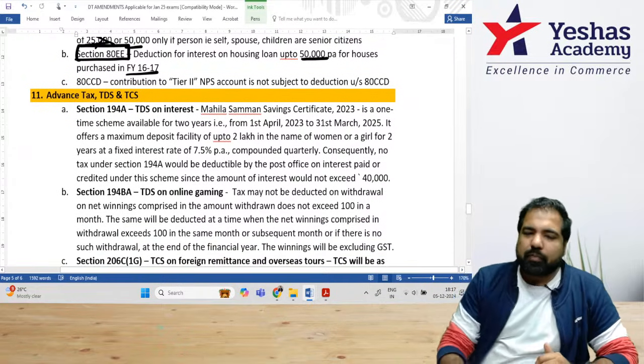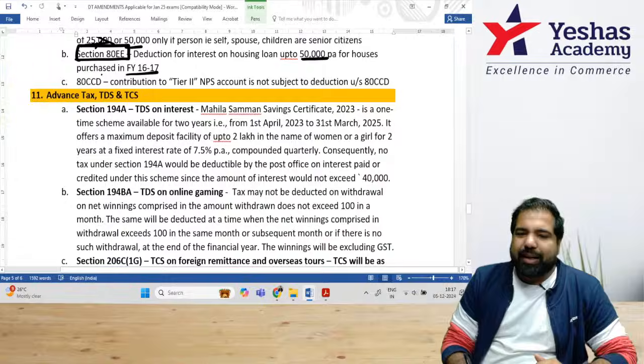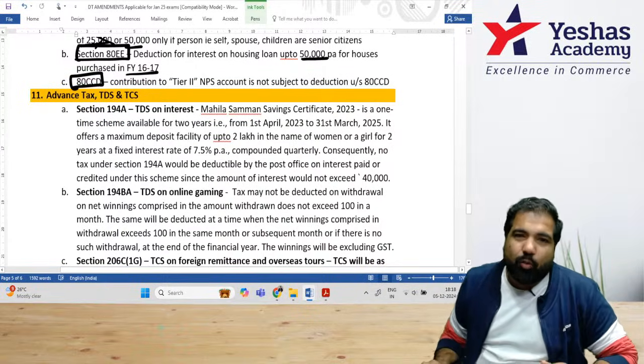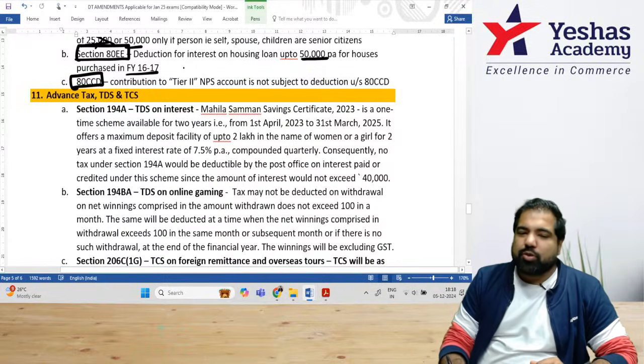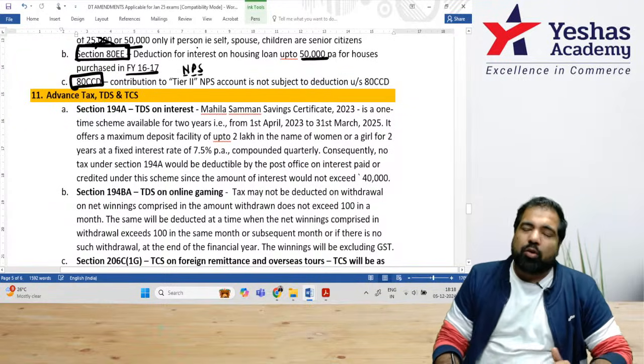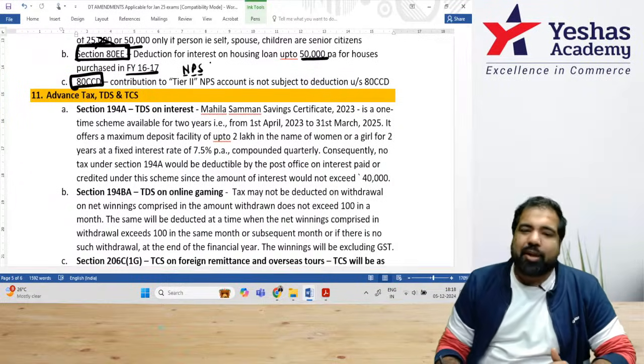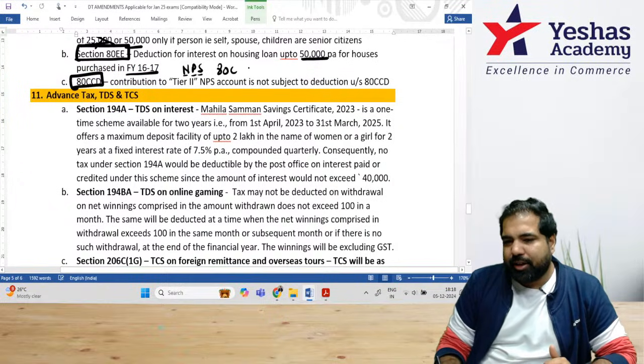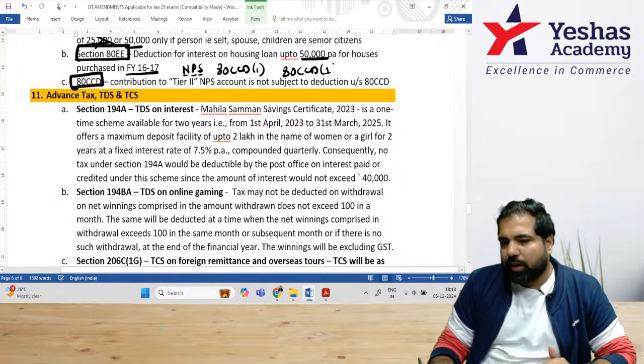Perfect. Next, if you remember 80CCD, Cafe Coffee Day, what happened there? They introduced a new scheme called NPS scheme, National Pension Scheme. And if you contribute to the National Pension Scheme, the government gives you a deduction under 80CCD(1) and also the excess under 80CCD(1B). Let's take an example.